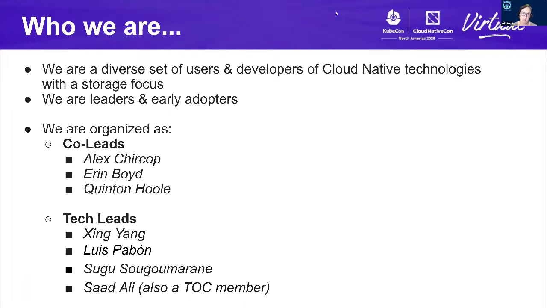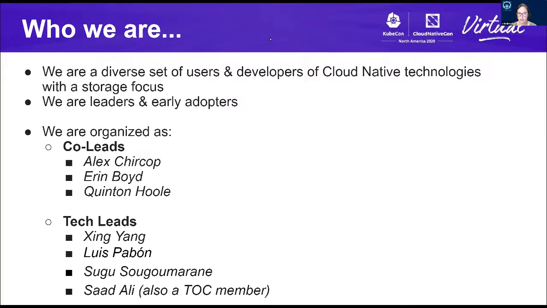And adopting object storage, for instance. And so we're organized into three different leads, all from different vendors or companies: Alex, myself, and Quinton. And then we have tech leads who are volunteers that help also review projects and do due diligence. Jing, Luis, Sugu, and then Saad. Saad is also a TOC member, so he helps perform some of the TOC duties to the storage SIG as a liaison between the two.